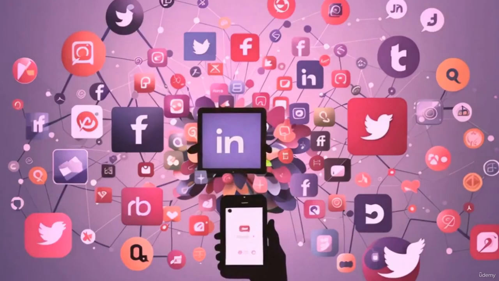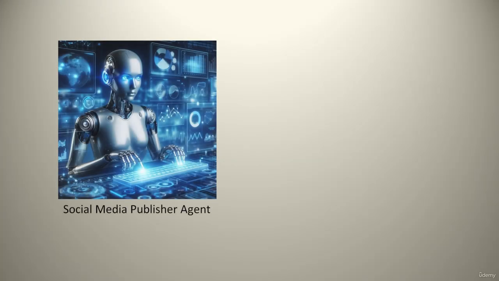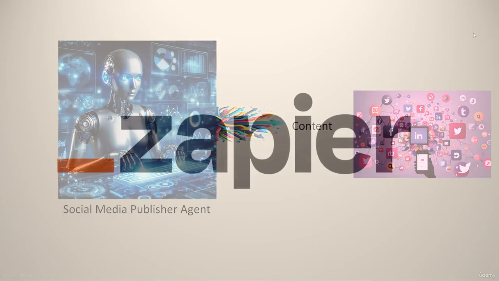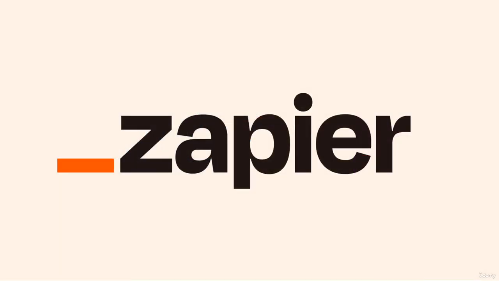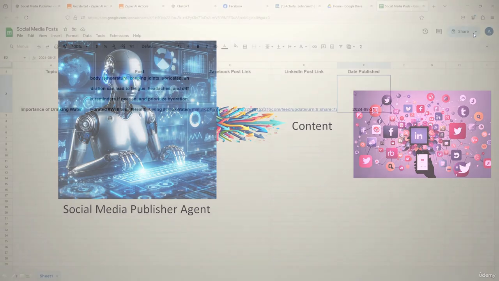So, in this lesson, let us go through the process of creating a social media publisher agent that can not only generate content but also automate the process of posting across platforms such as Facebook and LinkedIn. And one of the most powerful ways to achieve this is by leveraging generative AI with automation platforms such as Zapier. This AI agent will craft a compelling social media post on a given topic, seamlessly publish it across your chosen platforms, and log all the relevant details into a Google Sheet.